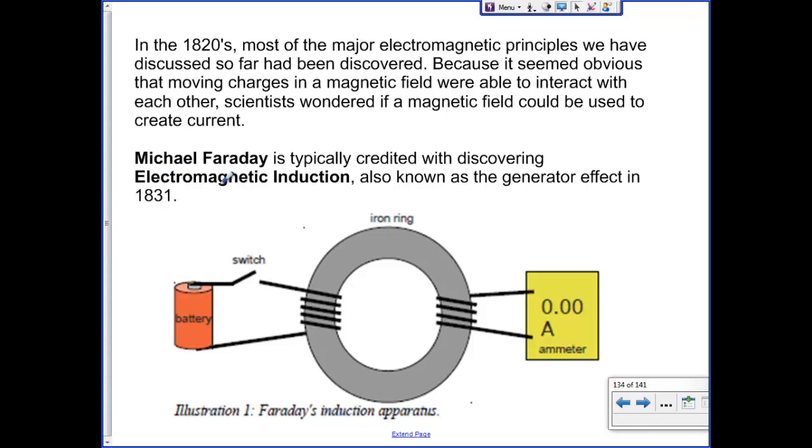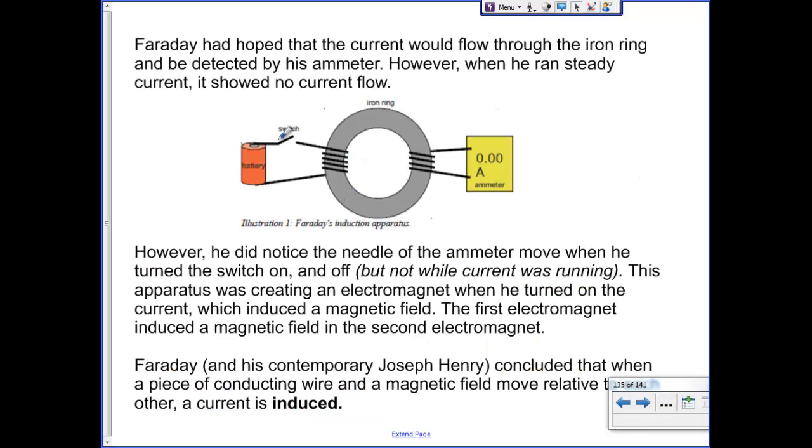And so he discovered electromagnetic induction using this apparatus right here. Let me try to describe to you what he did. He had hoped that if he turned on the battery right here, the ammeter over here would register that there was current. That's what he was hoping for. But when he closed the switch right here, the ammeter did not register any current.